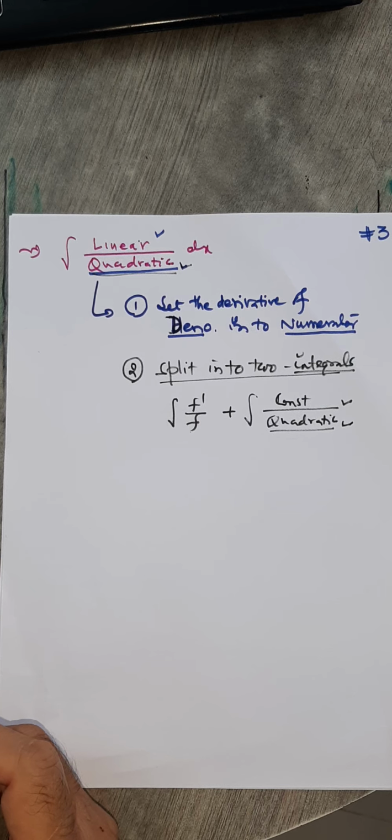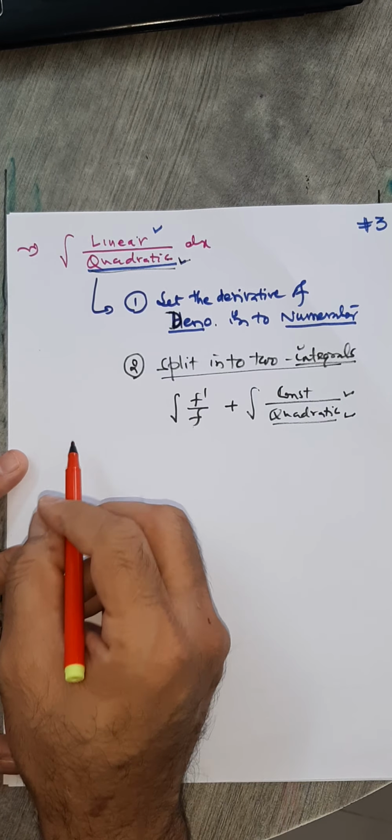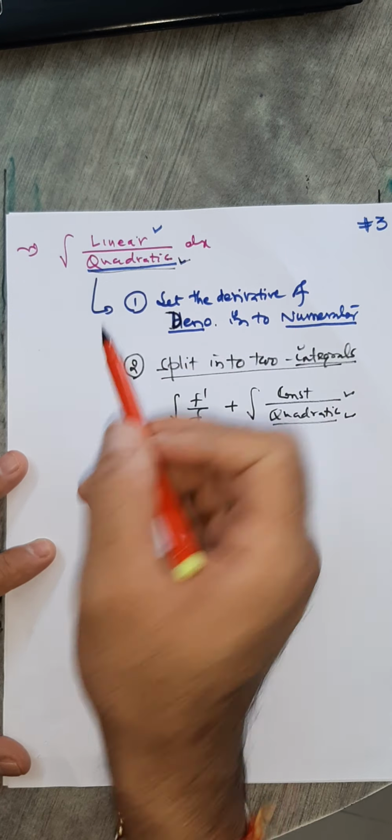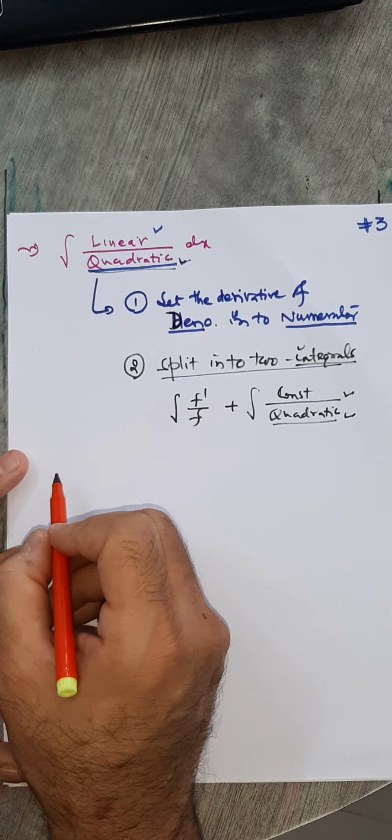So all linear upon quadratic questions should be taken care of with this procedure. Right, this is a standard technique, remember. Set the derivative, split into two integrals, and then immediately it reduces to the previous technique. For example, whether it is with square root or without square root, the procedure remains the same, remember. The formula might be different here. Okay.